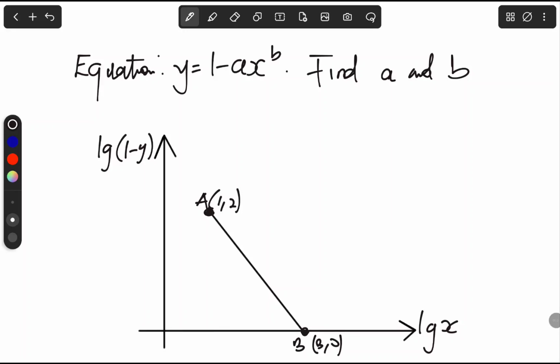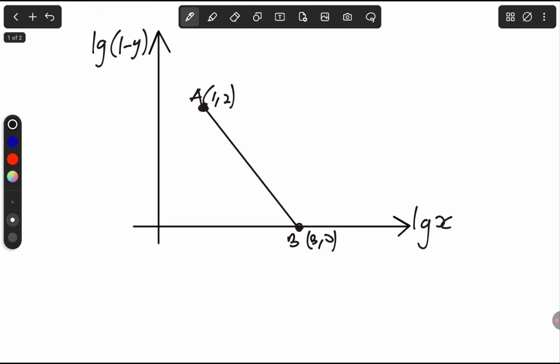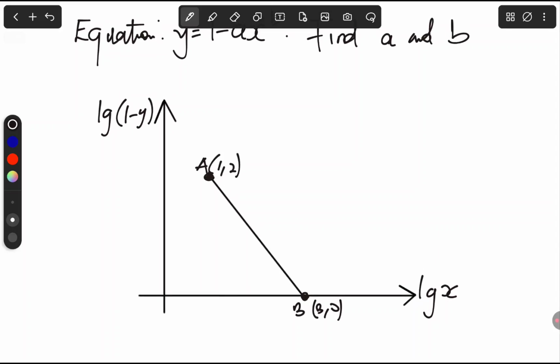Okay, so if you are given the equation y is equal to 1 minus ax to the power b, how do we find a and b given that this is a diagram for the same equation? On the y-axis we have log of 1 minus y, and on the x-axis we have log x. And those are the coordinates. Okay?